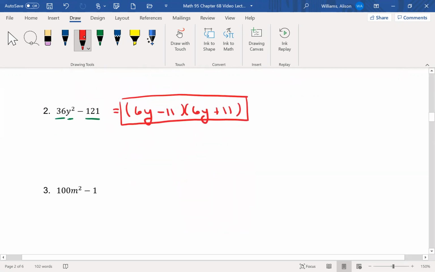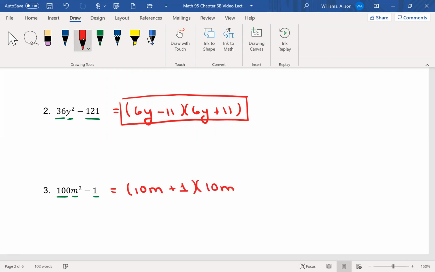Okay, so let's try another one. So 100 is a perfect square because 10 times 10 is 100. M is a perfect square as well. And 1 is a perfect square because 1 times 1 is 1. So this is going to factor into 10m, and here I'll switch it. It'll be a plus 1 this time. 10m minus 1. And that's it.